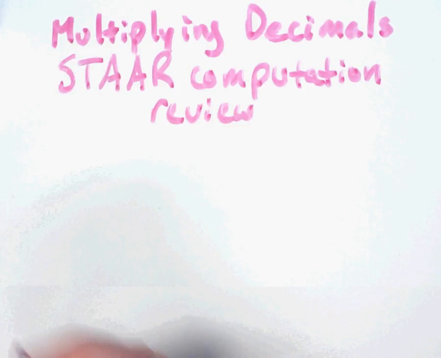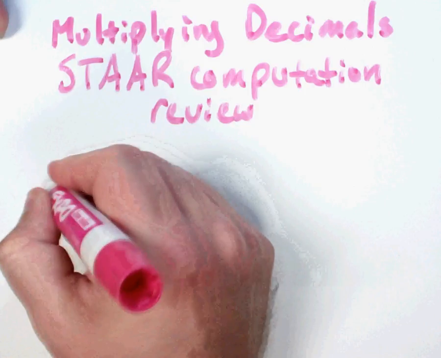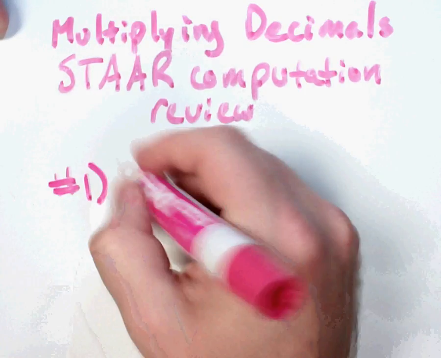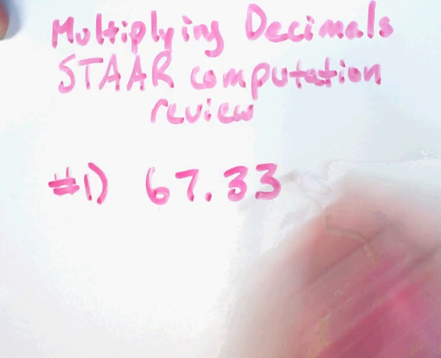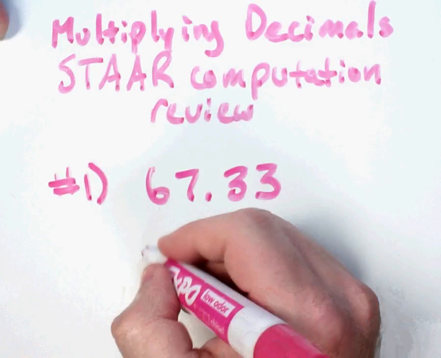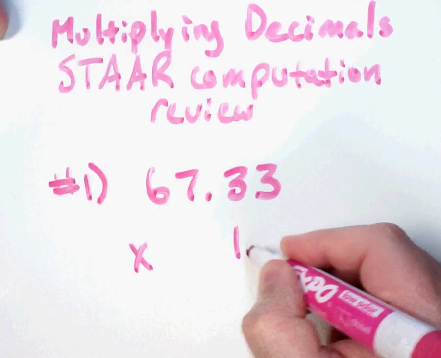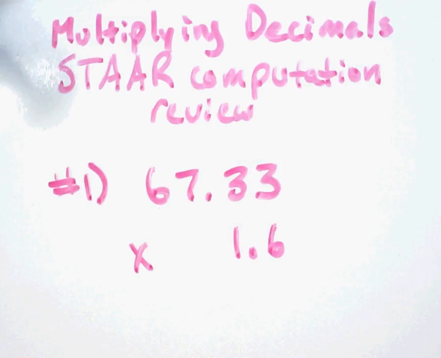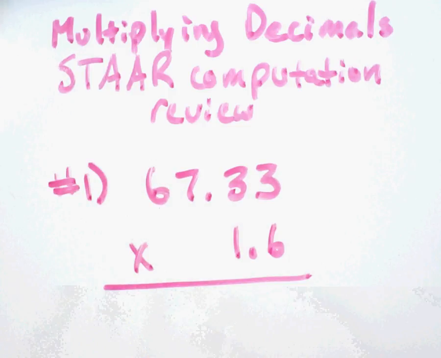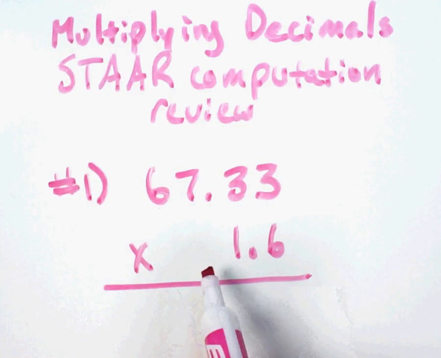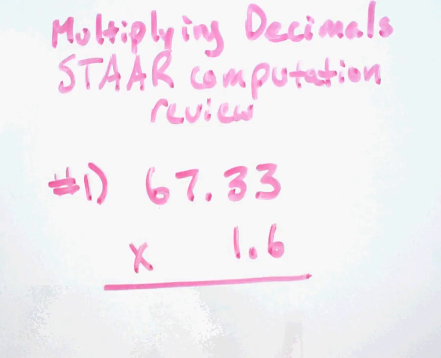Alright, so number one is 67 and 33 hundredths times 1 and 6 tenths. Now, a couple of mistakes that my students have been making is they have been trying to line up the decimals. I think this is because when we add and subtract decimals, we have to line them up. But when we're multiplying, we don't have to.